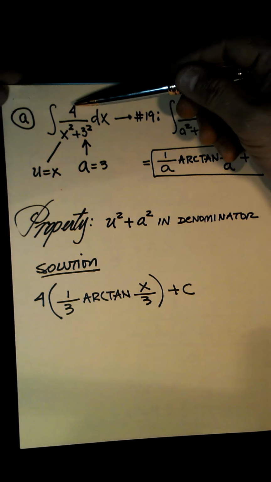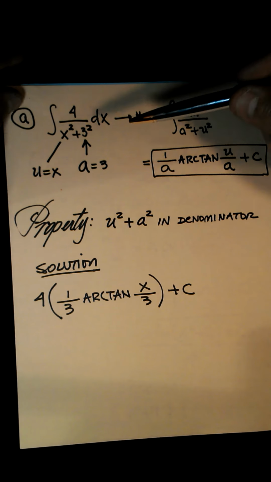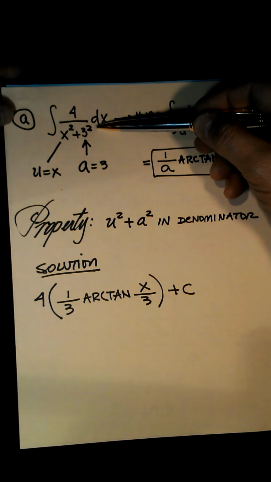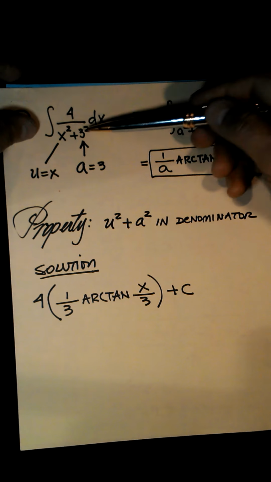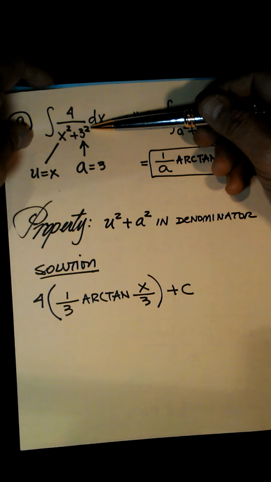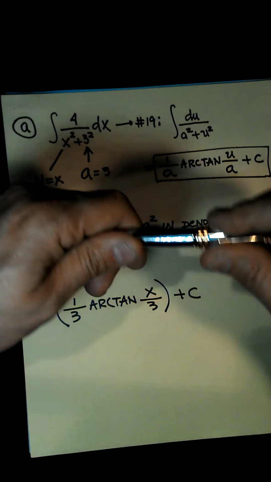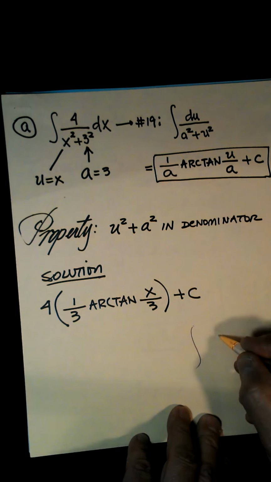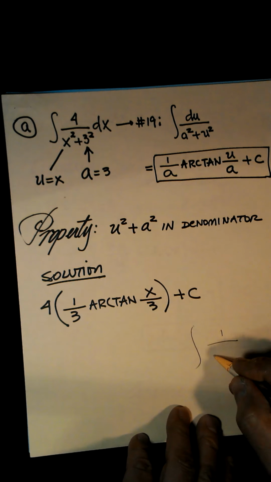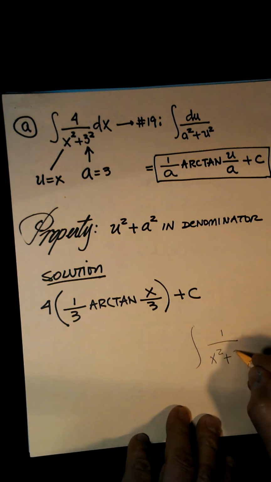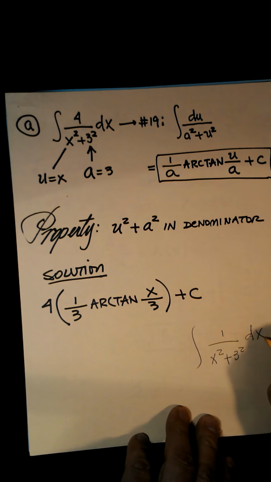Here's A. Move the 4 out, you get that 1 and this. Now, where do you go from here? Well, you should be able to recognize the integral. Here is the integral you need to recognize. Okay, it's the integral of 1 over x squared plus 3 squared dx.